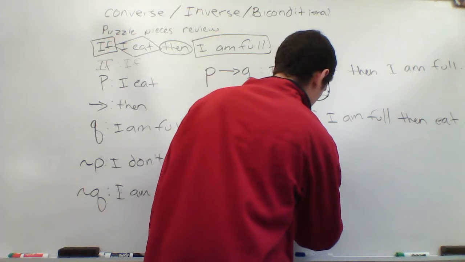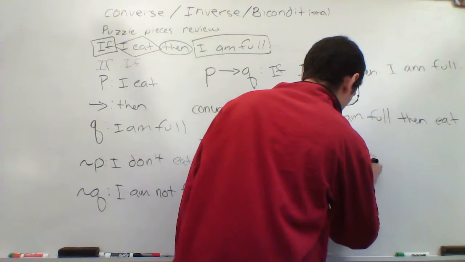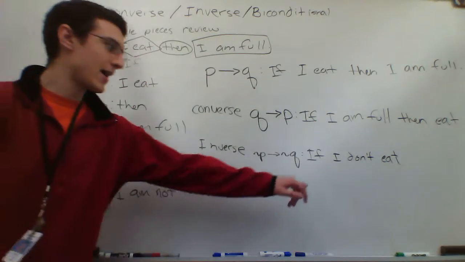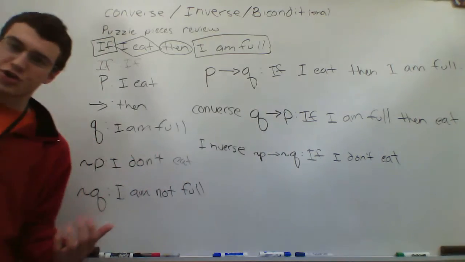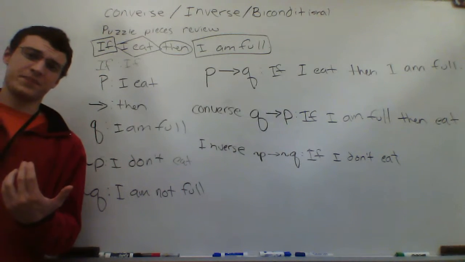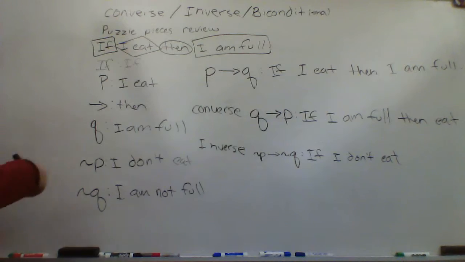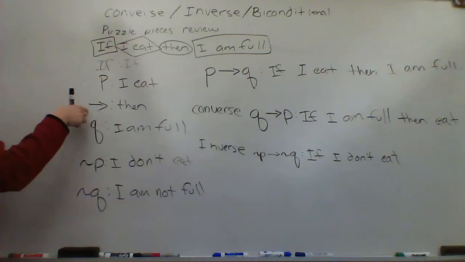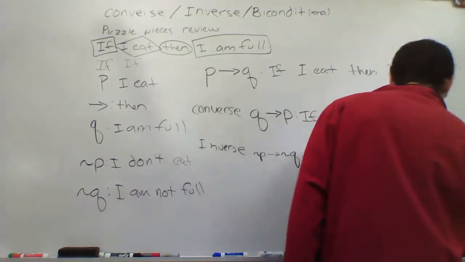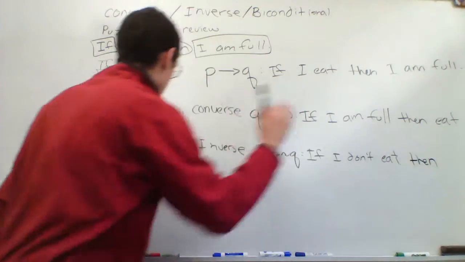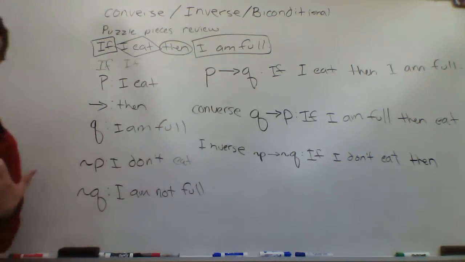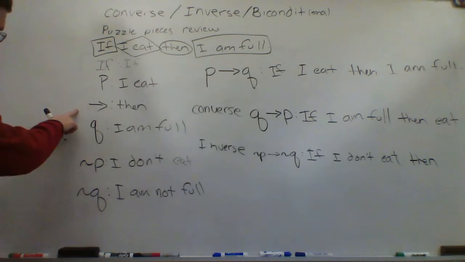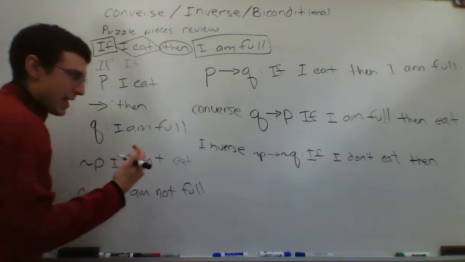I don't eat. And guys, I forgot to say the if. It's never shown, but it's always there. Then we have our arrow line. Where's that? Let's find it in our pieces. Oh, boom, right here. Then. If I don't eat, then. And finally, we have our negated Q, our negated conclusion, or our squiggly Q. Let's find it. Boom, right here at the bottom. I am not full.